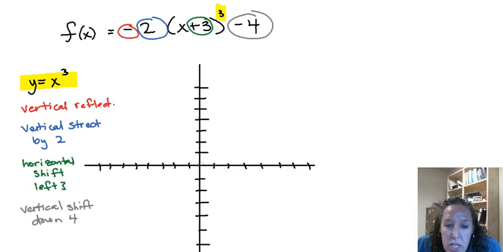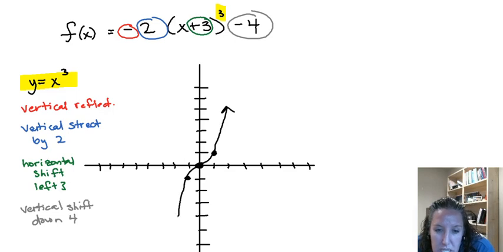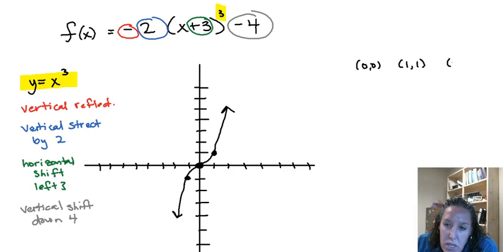So now let's graph it. Our cubic function normally goes through the point at the origin (0, 0), the point (1, 1), and the point (-1, -1). It looks like a parabola that you have twisted like a paper clip. I'm going to go ahead and write my points: (0, 0), (1, 1), and (-1, -1). We'll track as we go.